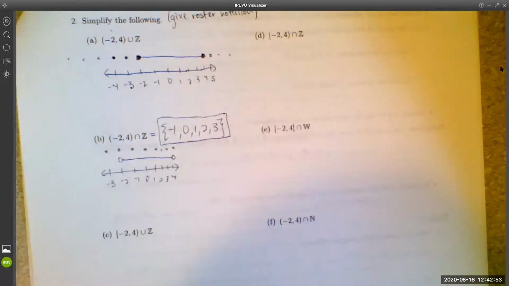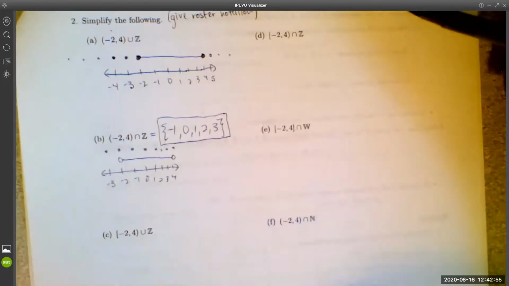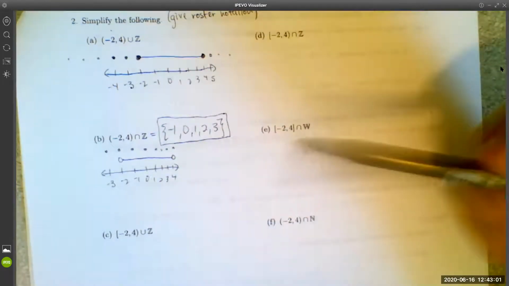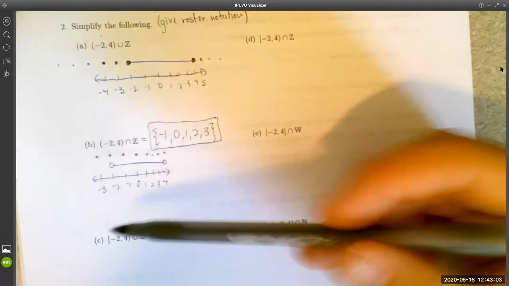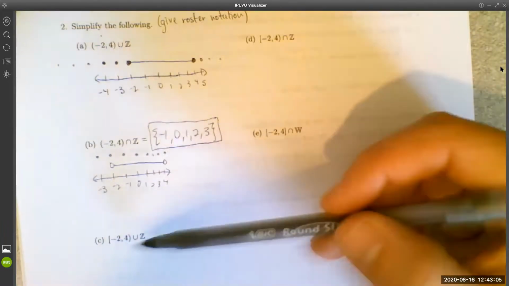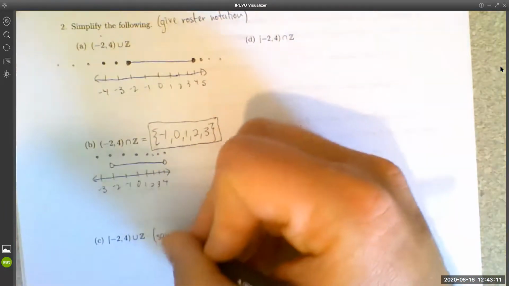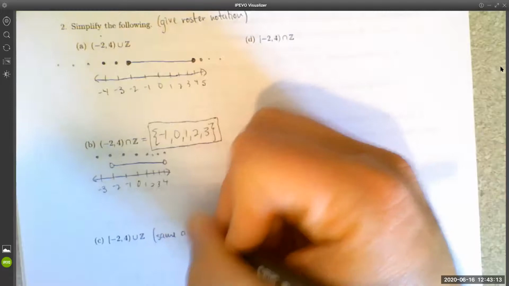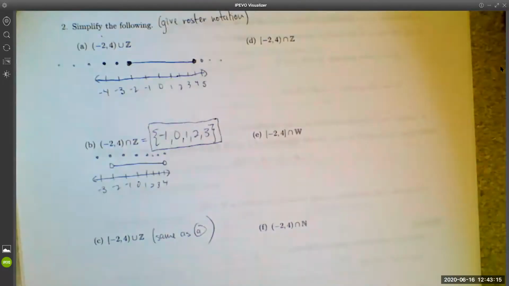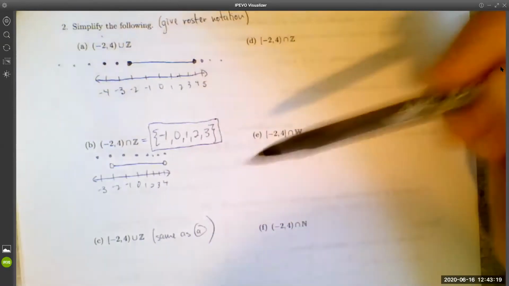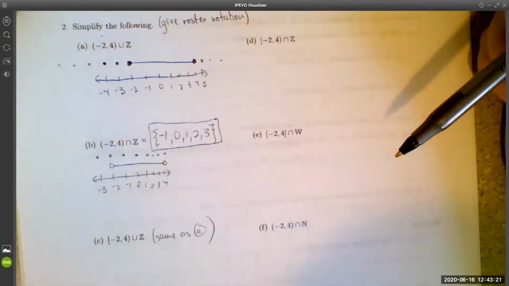Okay. Now I'm not going to draw a picture on every single one of these problems, but suffice it to say that C, so C is the interval from negative 2 to 4, this time including negative 2, and we want to take its union with Z. Well, this is the same as part A, right? It's exactly the same set. It's describing exactly the same set. Okay, you can draw the picture, but you're going to find that it's exactly the same as part A.